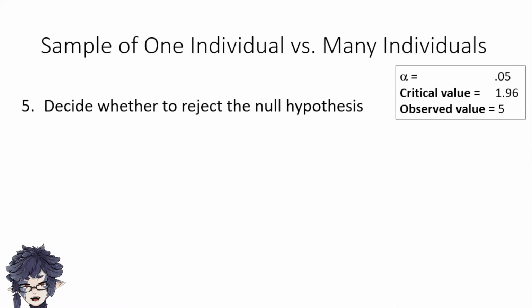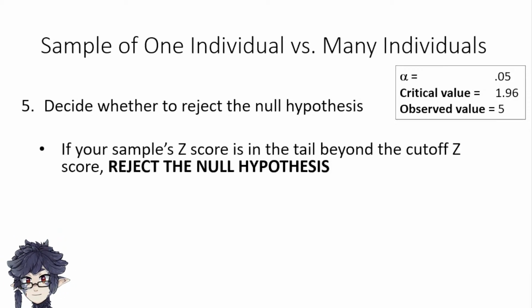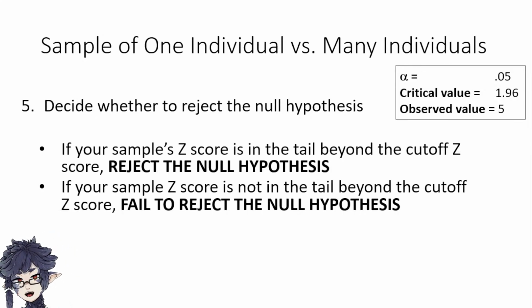So now we get to decide whether to reject or fail to reject the null. If our sample z-score is in the tail of the distribution beyond our cutoff, we reject the null. If it's not in the tail, we fail to reject the null. So I'm going to draw our distribution. You don't have to do this, but I think it's pretty helpful.